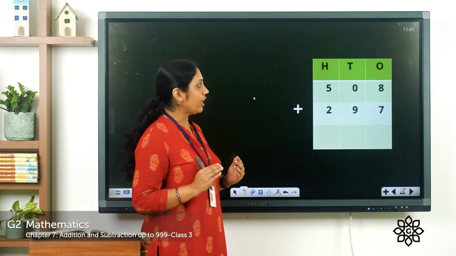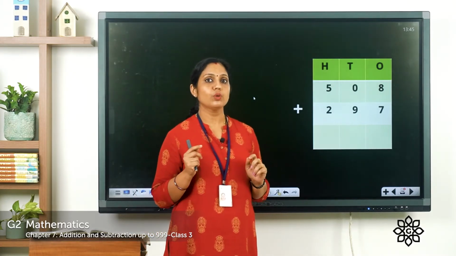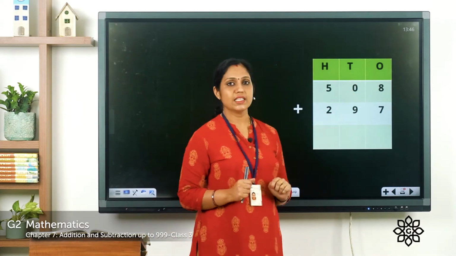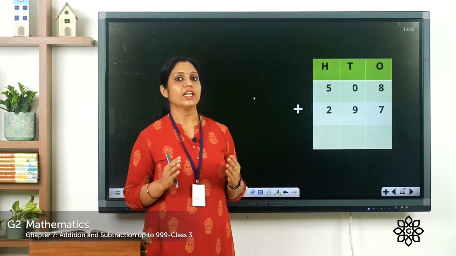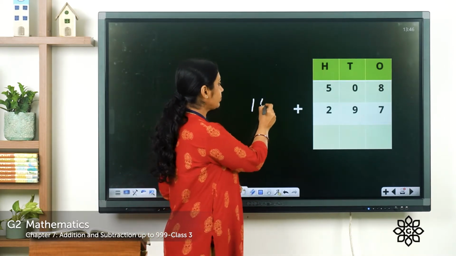Let's check that. We have 508 plus 297. So which numbers are there in the ones position? We have 8 plus 7. And how much is 8 plus 7? It is 15. So what do we have to do when we get the number 15?